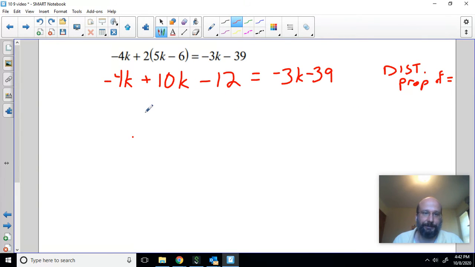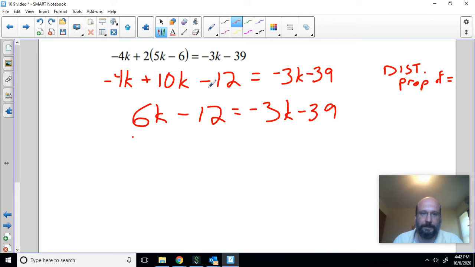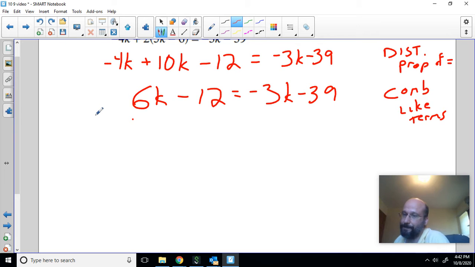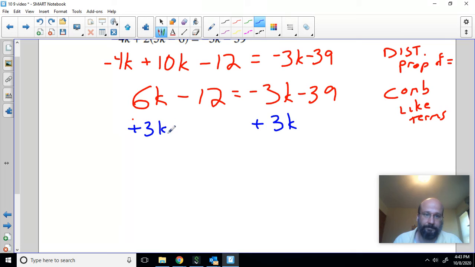And then I'm going to combine like terms. Right, negative 4k plus 10k is 6k. I'm just combining like terms. And now I'm going to get my k's, my variable, to the left, and everything else to the right. So I'm going to move this negative 3k over to the left by adding. So that gives me 9k over here minus 12 equals negative 39.